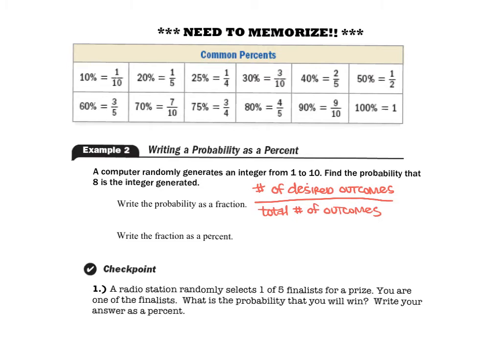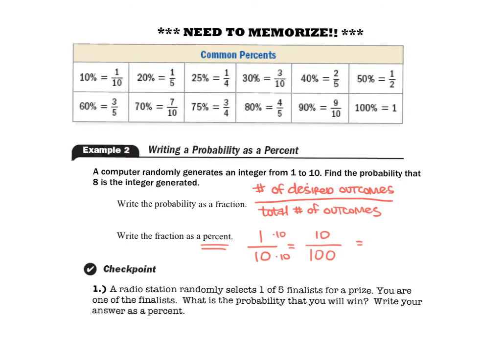In this first problem, it says a computer randomly generates an integer from 1 to 10. Find the probability that 8 is the integer generated. Well, how many desired outcomes do we have? Just one, because I just want the number 8. How many total outcomes do I have? That would be 10, because you could get any integer from 1 to 10. But it wants me to give this as a percent. So again, I need to get the denominator to be 100. So I multiply the top and bottom by 10. I get 10 over 100, so that would be a 10% chance.